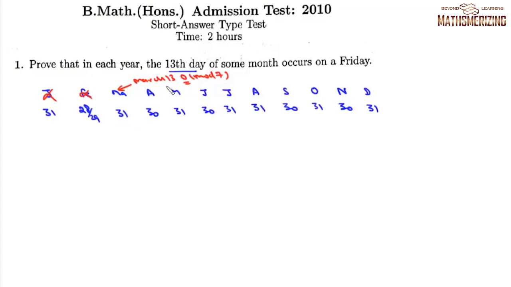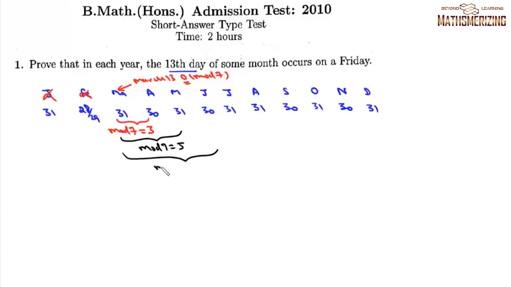Now from March 13 to April 13th, we have 31 days. And if we take 31 modulo 7, then 31 modulo 7 is 3. Now from 13th March to 13th May, we have 61 days. And if we divide 61 by 7, we get remainder 5. So on 13th May, it will be 5 modulo 7. Now till 13th June, it will be 92, and 92 is 1 modulo 7.